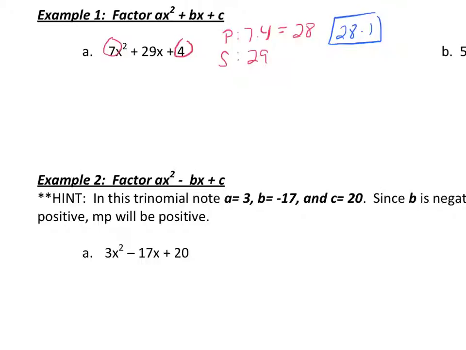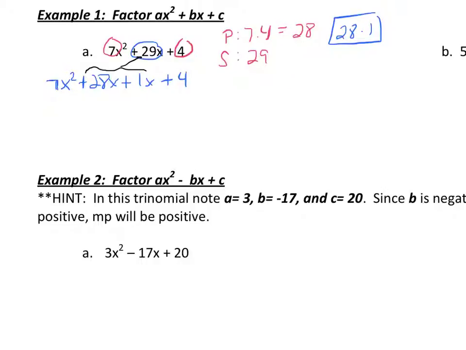So I'm going to take those two numbers and replace this middle number and write 7x squared plus 28x plus 1x plus 4. And that is how we create four terms. So in other words, these two middle terms replace the 29x.